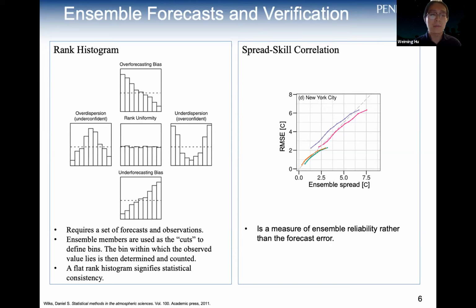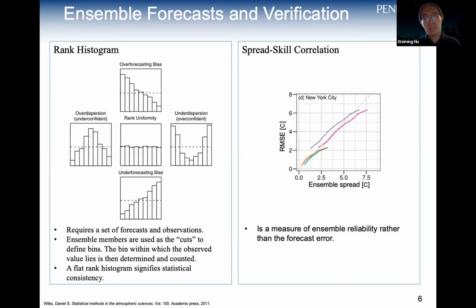So if you have 20 members, let's say, in an ensemble, you have 20 cuts, and then you have one observed value, and you figure out which bin the observation belongs to, and then you add one to the count associated with that bin. So you do this a number of times. Then for each bin, you have a count of how many observed values actually lie within that bin. So a good rank histogram usually appears flat, and that signifies statistical consistency between the forecasted distribution and your observed distribution.